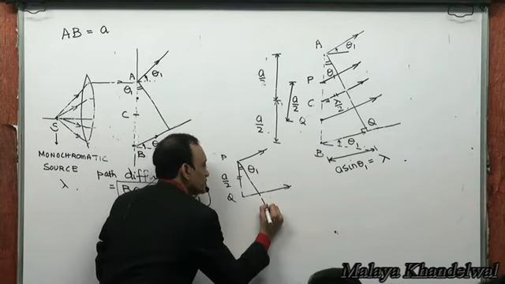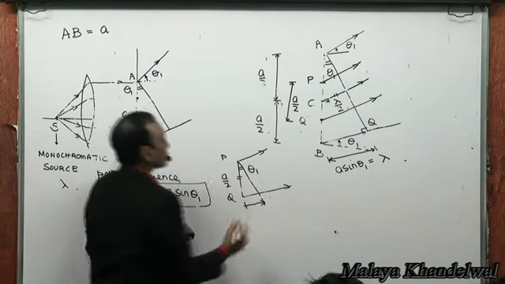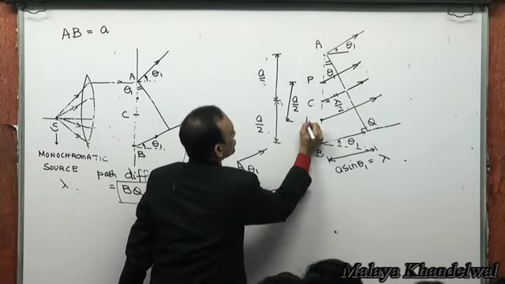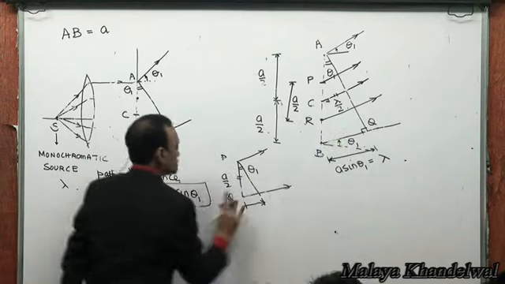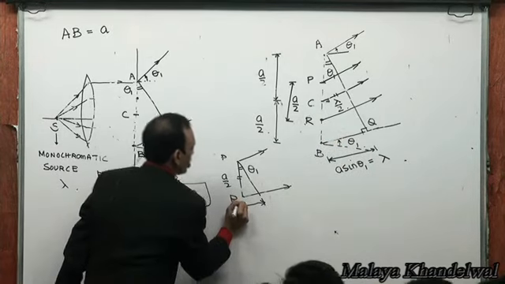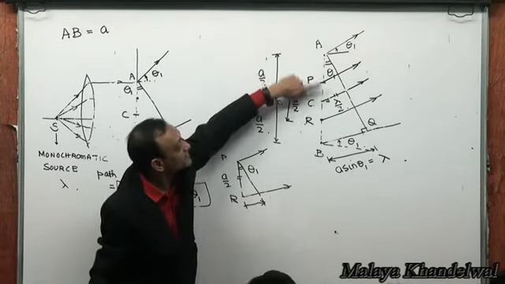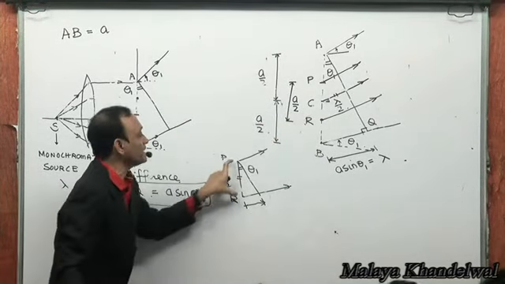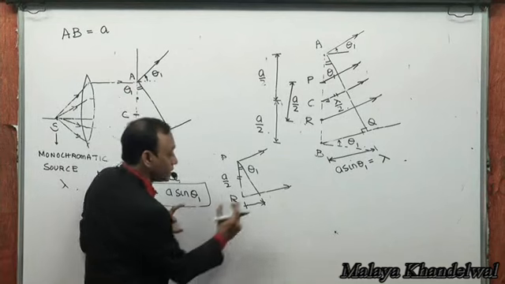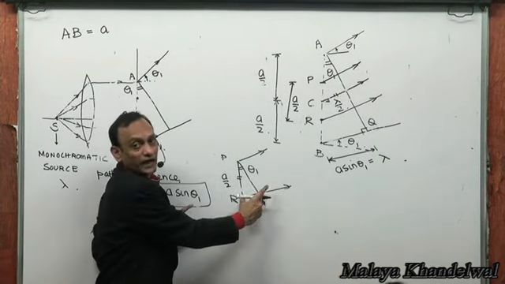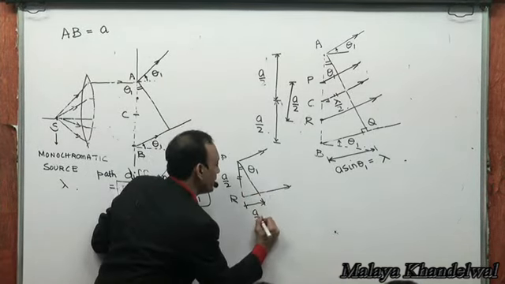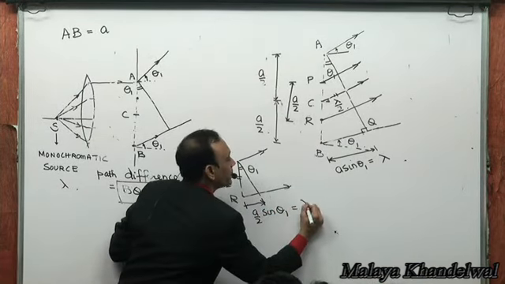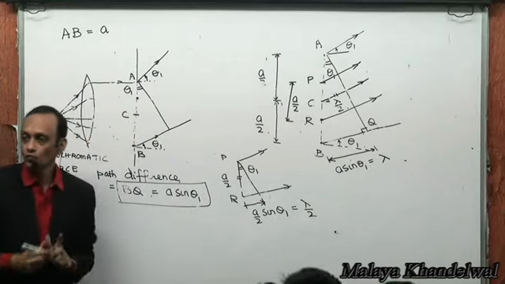The path difference between P and Q, let me not call it Q, let me call this R, so that there is no confusion. I have used Q for this, so let me call it R. For every P between A and C, there exists an R between C and B such that PR is a by 2. Very clearly, then this will become a by 2 sine theta 1. But a by 2 sine theta 1 is lambda by 2. Yes or no?